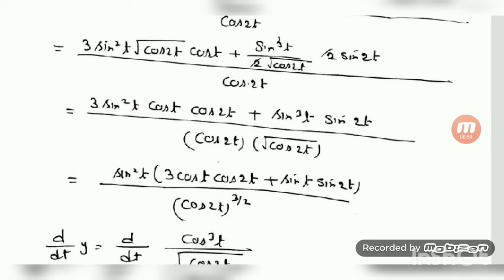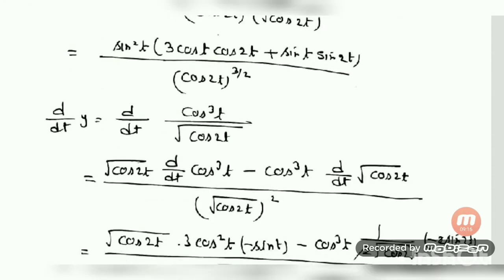Now from both the expressions we can take sin square t common. Taking sin square t common, we will have here 3 cos t cos of 2t plus, sin t will be left, and sin of 2t is there. Further simplification can be done. Sin of 2t can be broken up and simplified, but okay, you can stop it here.